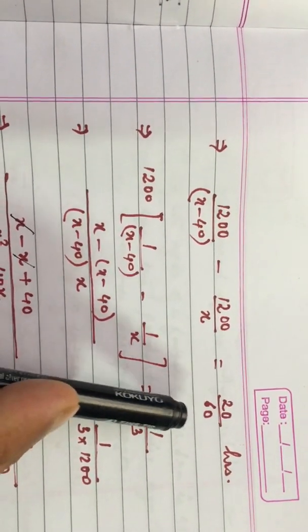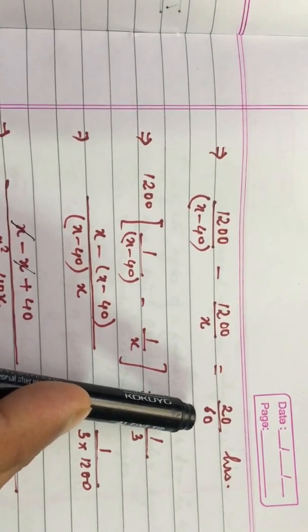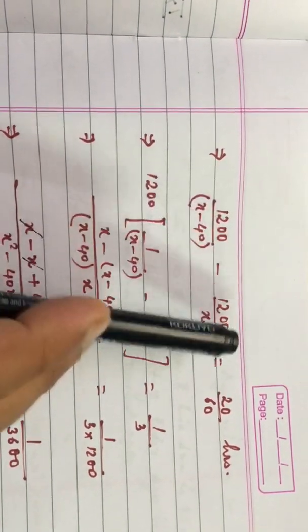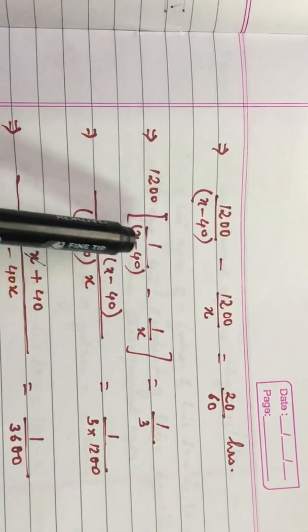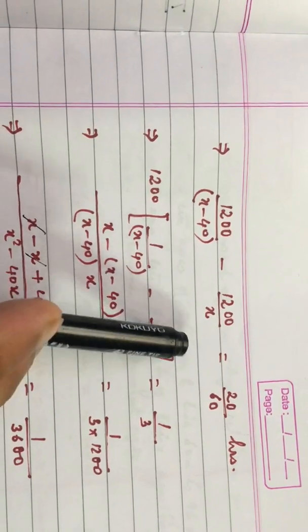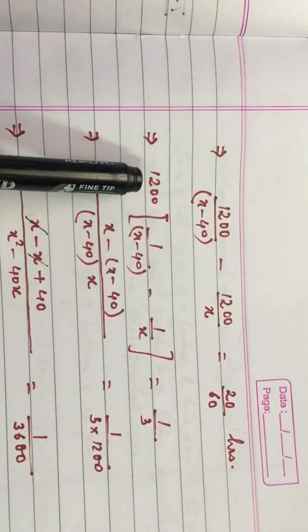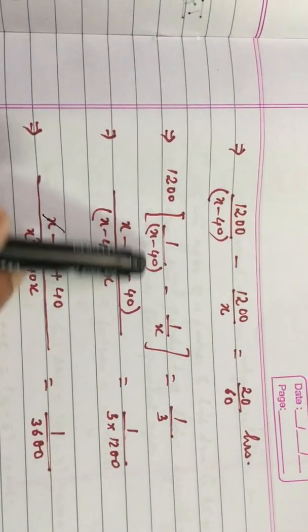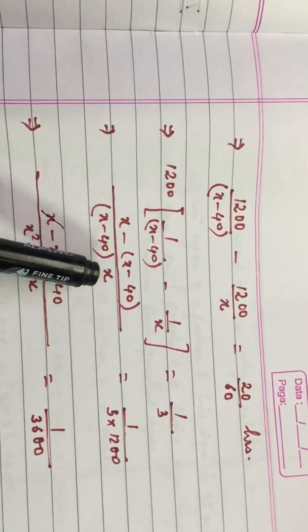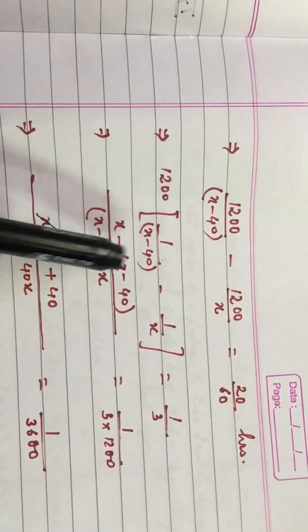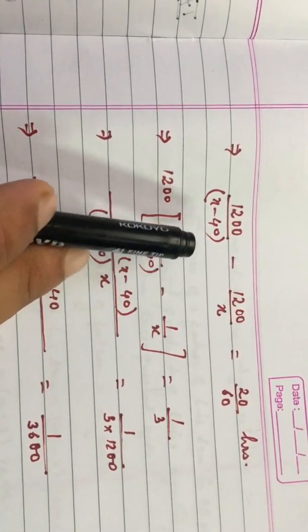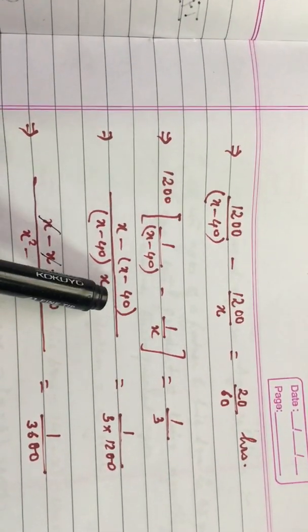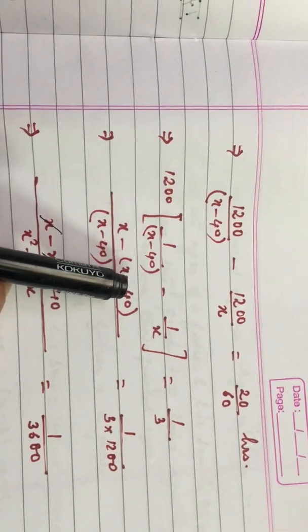which is 1 by 3, since twenty ones are 20 and twenty threes are 60. Now taking 1200 as common: 1 by x minus 40 minus 1 by x, and taking this 1200 to this side, 1 by 3 into 1200. Now taking the LCM, the product of the denominators, the LCM divided by x minus 40, this will be cancelled, x is left, x into 1 is x, minus the LCM divided by x, cancel, x minus 40 ones are x minus 40.